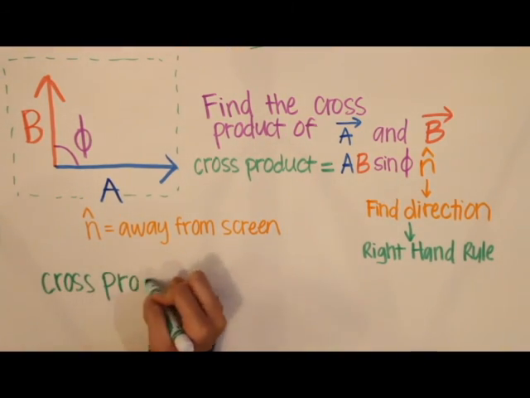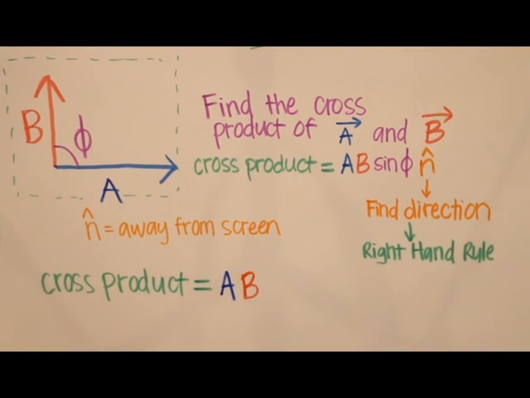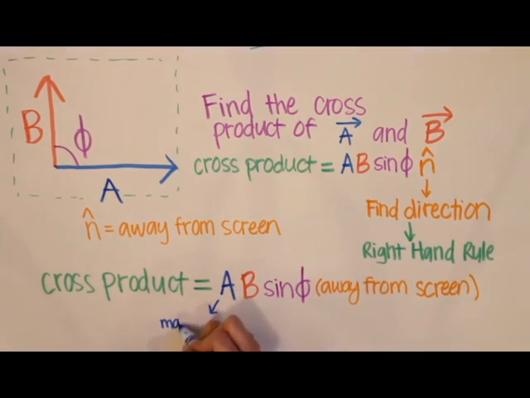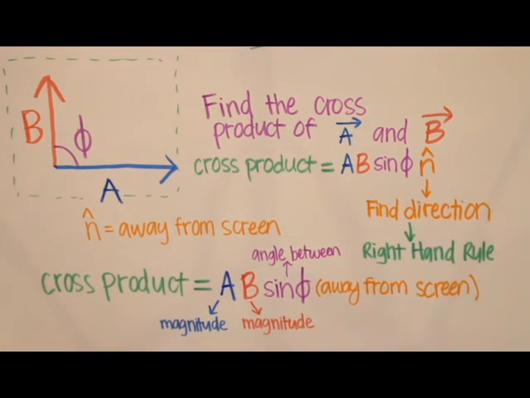Putting it all together, the cross product is A times B times sine of phi times the direction away from the screen, where A is the magnitude of vector A, B is the magnitude of vector B, phi is the angle between the two vectors, and away from the screen is the direction.